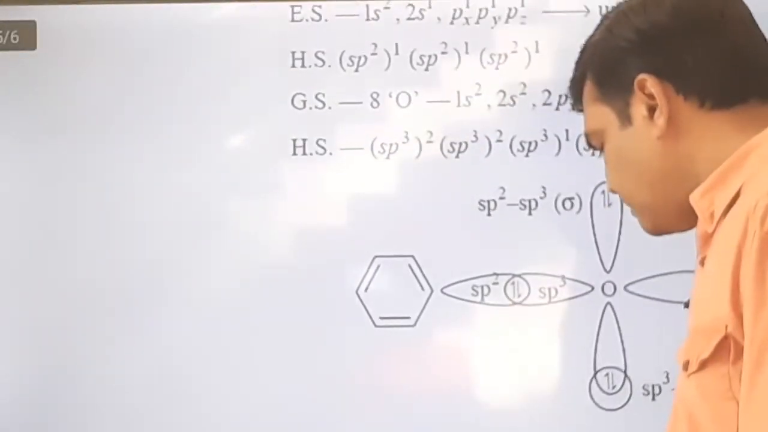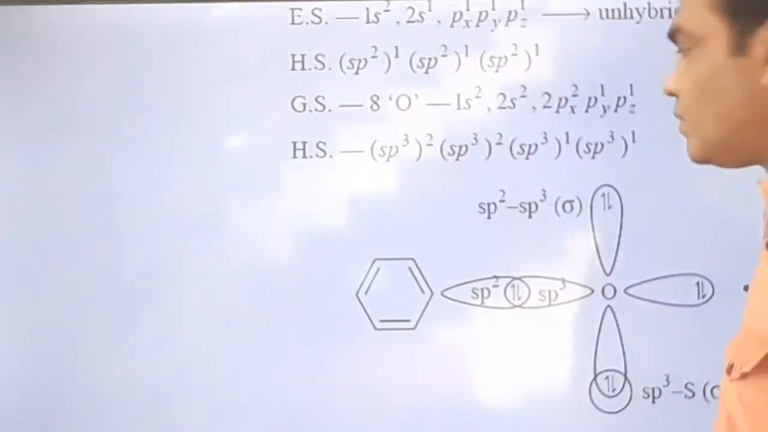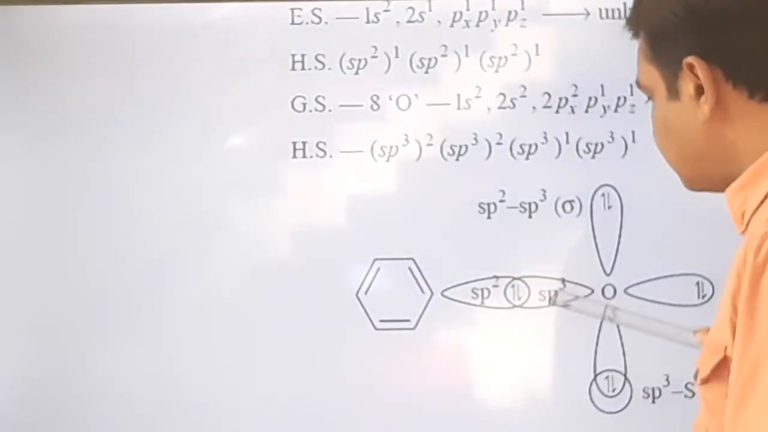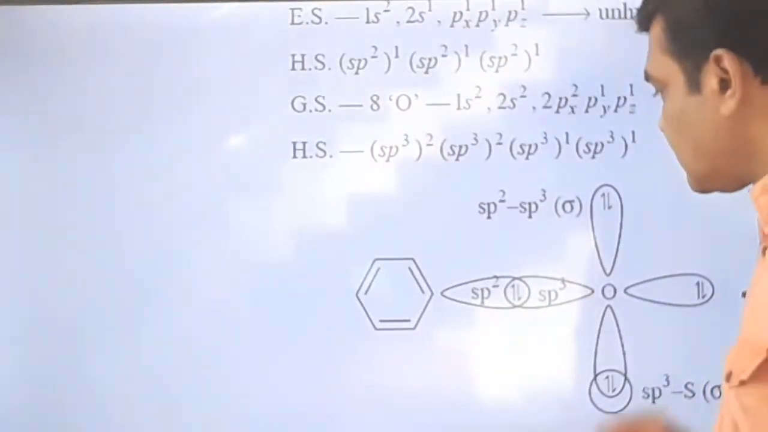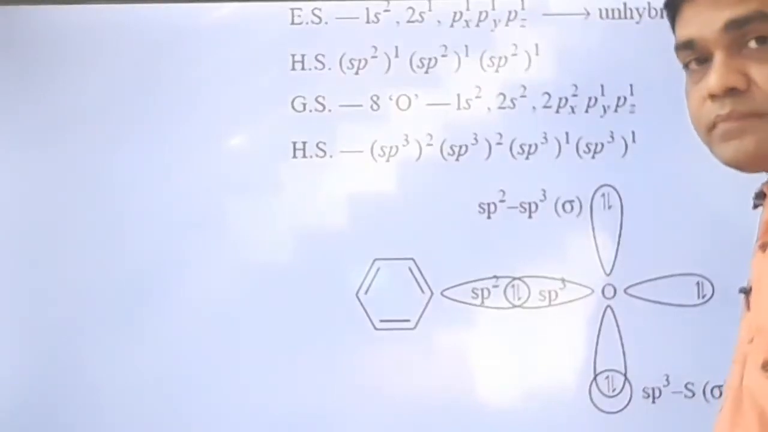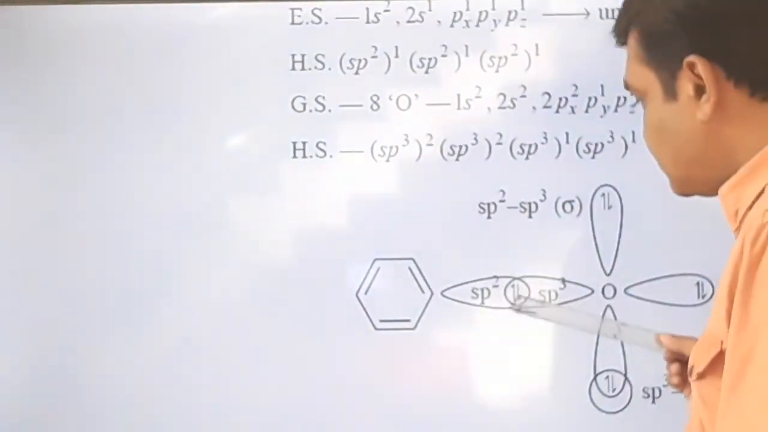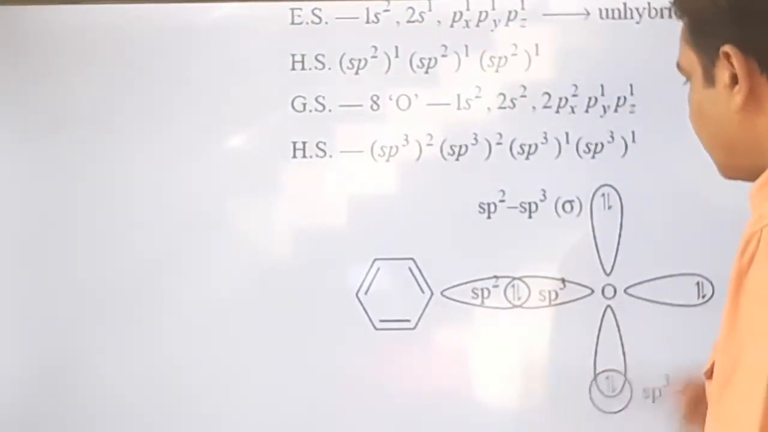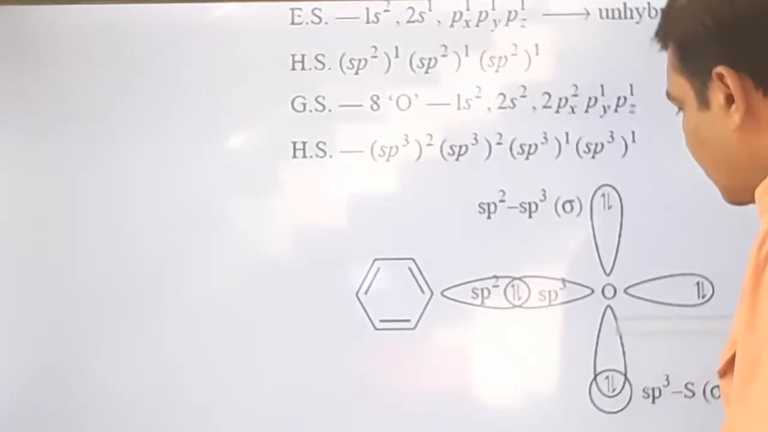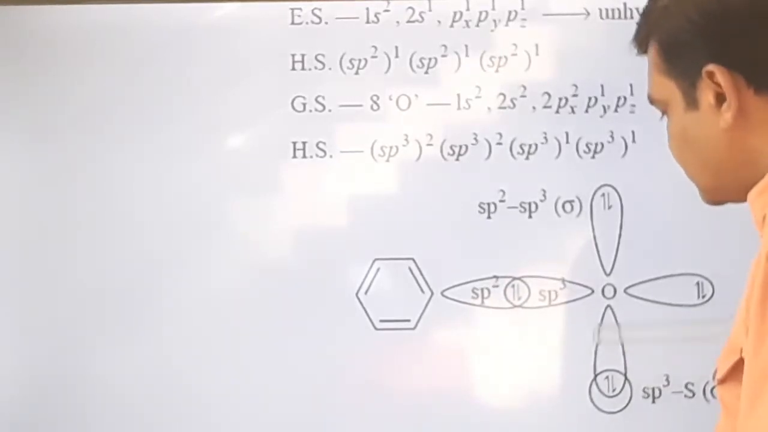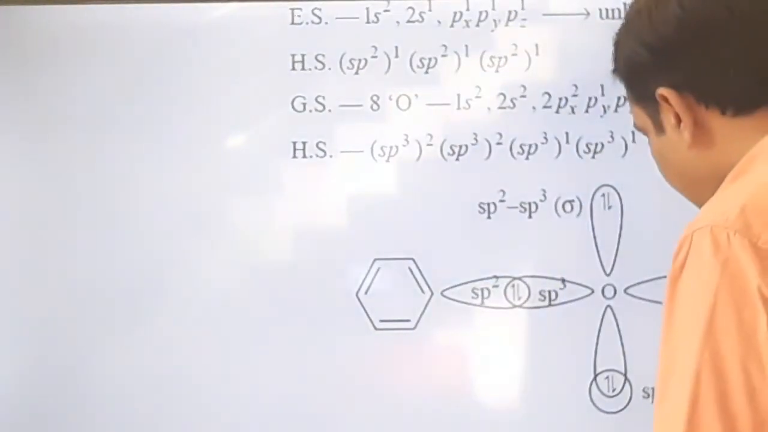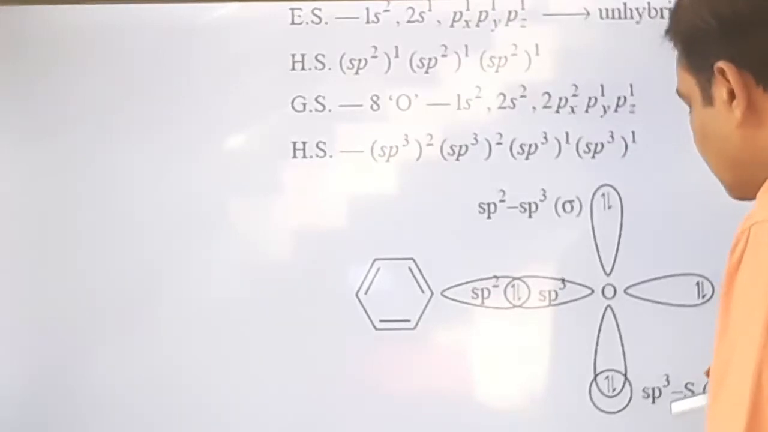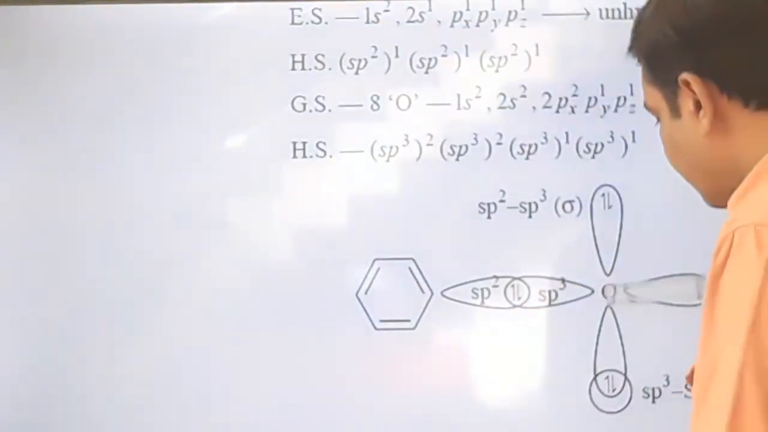And this is the molecular orbital picture of how the bonds are formed. This is the sp2 hybrid orbital of carbon. This is the sp3 hybrid orbital of oxygen, overlapping, and a sigma bond is formed. sp2 sp3 overlap, carbon oxygen bond. Another sp3 hybrid orbital of oxygen having a single electron, and the spherical 1s atomic orbital of hydrogen overlap to give the formation of a sigma bond. This is the oxygen hydrogen bond.